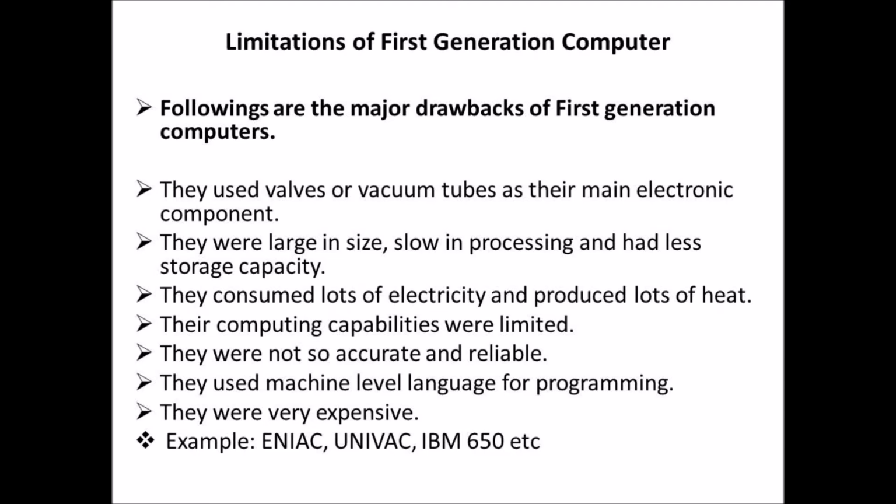main electronic component. They were large in size, slow in processing, and had less storage capacity. They consumed lots of electricity and produced lots of heat. Their computing capabilities were limited. They were not so accurate and reliable. They used machine level language for programming, and they were very expensive. Examples are ENIAC, UNIVAC, IBM 650.